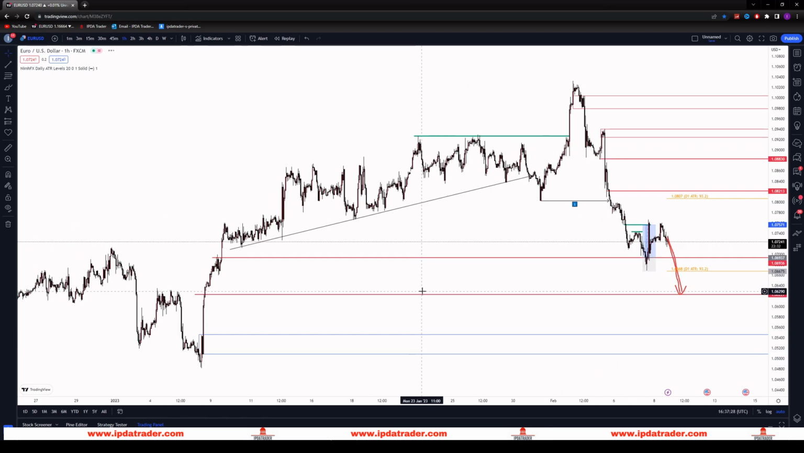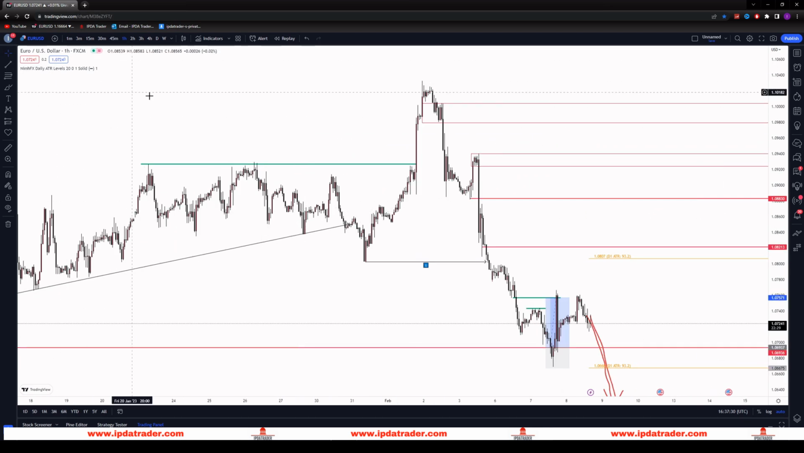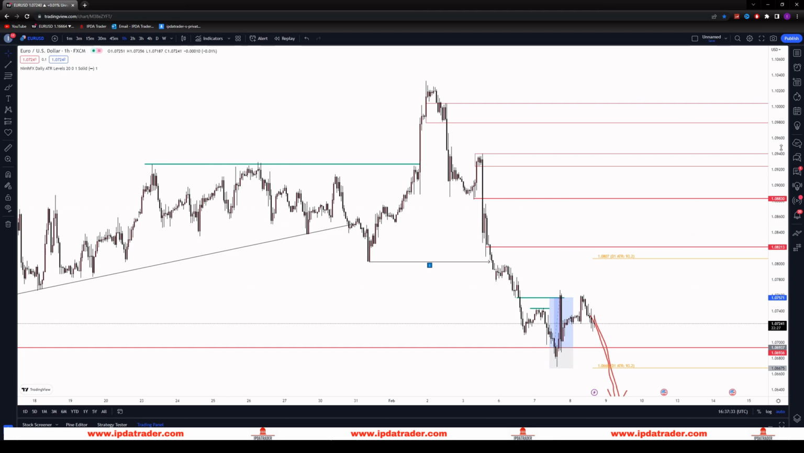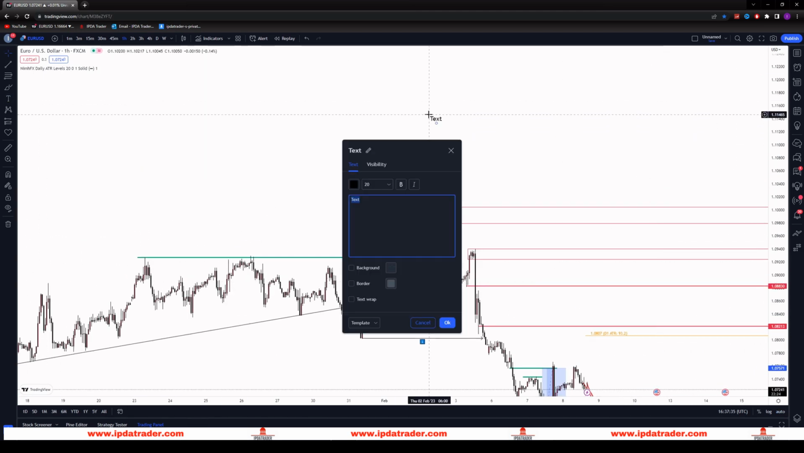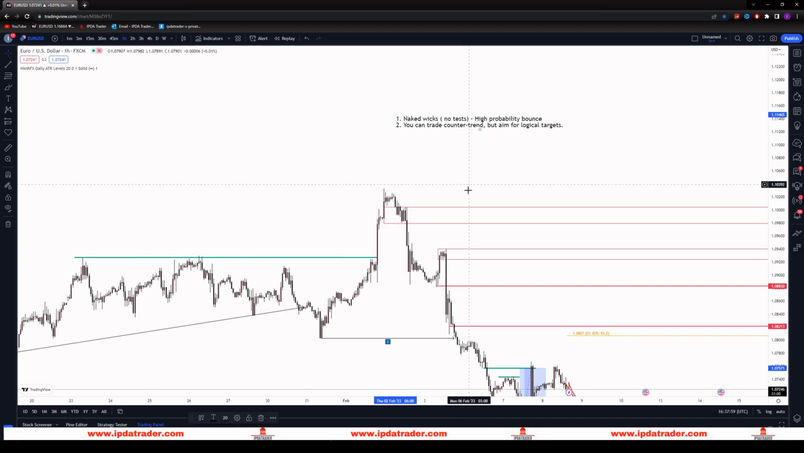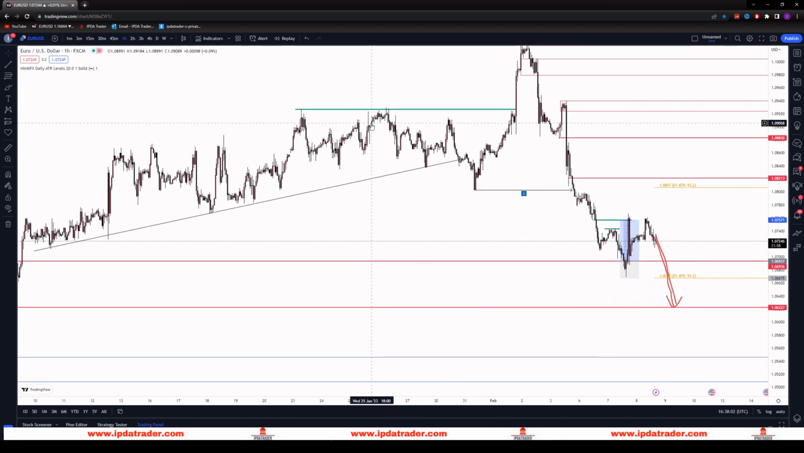Once again, to summarize what has been discussed today, you want to be understanding this. Naked wicks, no tests, high probability bounce. You can trade counter trend, but aim for logical targets. And that's pretty much the lesson that I wanted to talk with you about today.